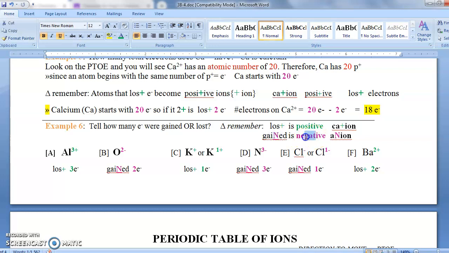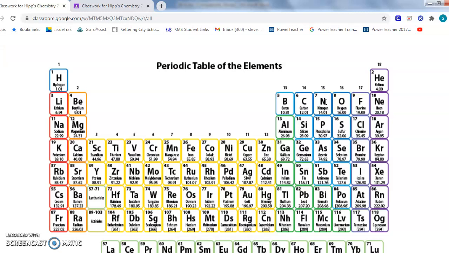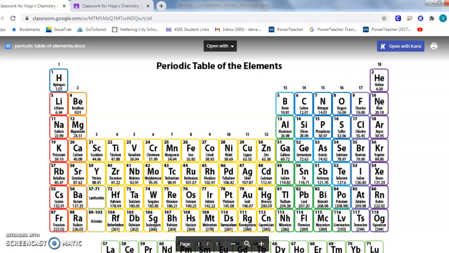Gained, N, negative. This is negative. It's an anion. The nitride ion has 3 minus. It's gained 3 minuses. It's gained 3 electrons. Why would it do that? Here's nitrogen. If it gains electrons, it becomes nitride. Why would it gain 3? Well, it needs 3 to end up chemically stable like the inert gas or noble gas neon.